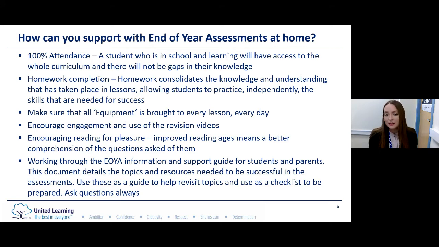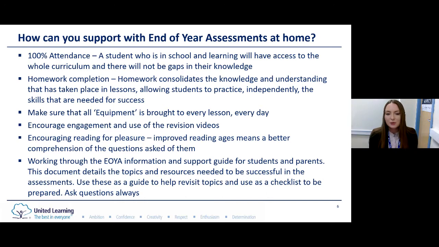We also would really like to encourage full homework completion. As previously discussed, that homework will be targeted towards preparing for these assessments, and homework just consolidates the knowledge and understanding that has been taking place in lessons. It gives students that opportunity to practice before sitting their assessments.